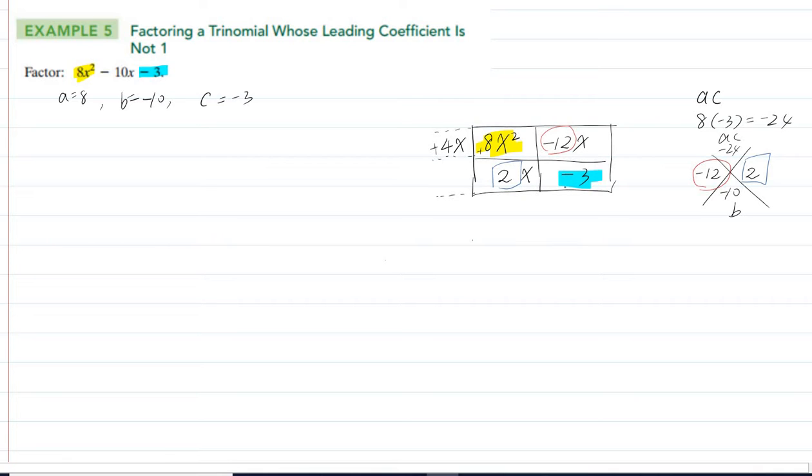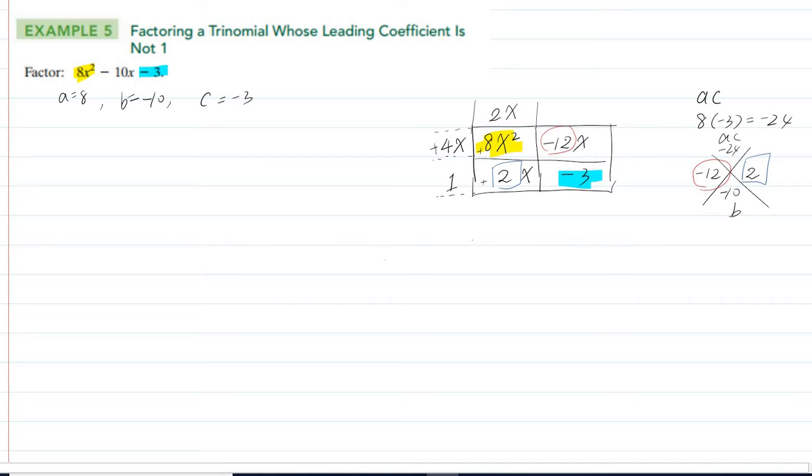Then we're looking at this horizontal block again. We have 2x, we have negative 3. In this case, since this is a positive 2x, I'm always going to factor a positive out. With 2x and negative 3, only a positive 1 will come out here. Okay? Now we're going to look at this column. We have 8x squared and 2x. The greatest common factor will be 2x.